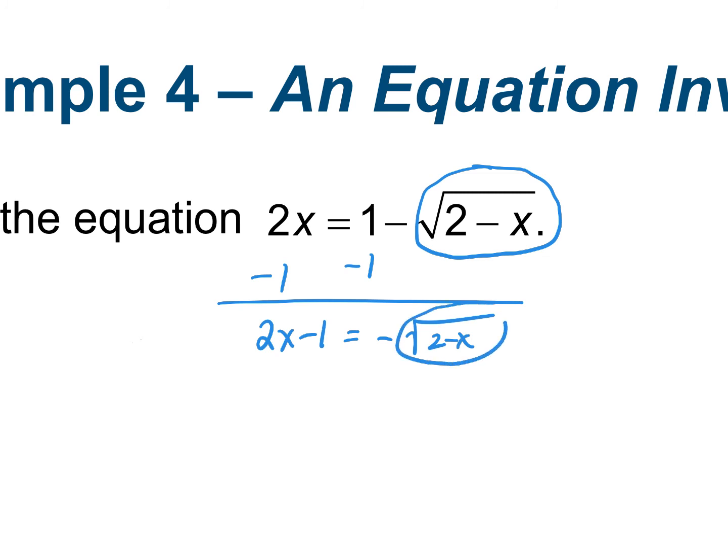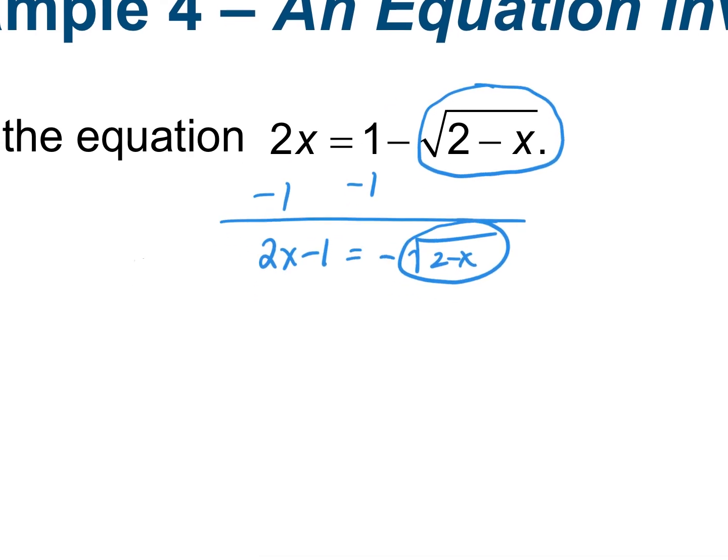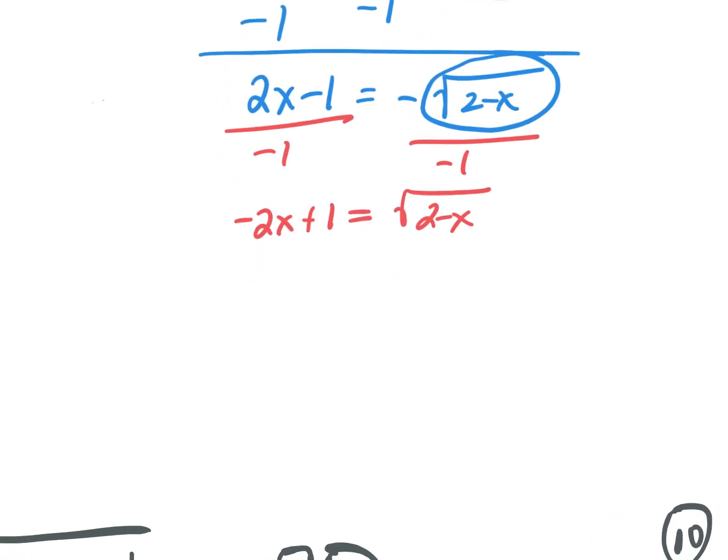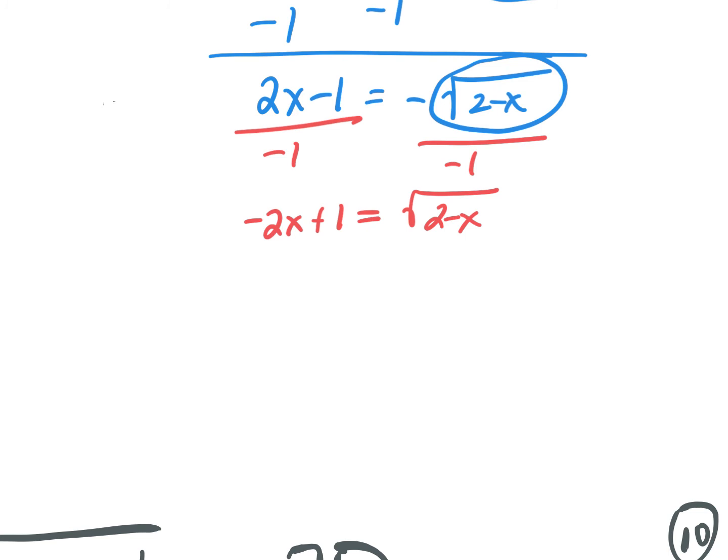I still want this by itself. So how do I get that negative to go away? I have to divide by -1. So this becomes -2x plus 1 equals the square root of 2 minus x. Now that your radical is all by itself, this is the same thing we did with completing the square. How do you get that square root to go away? You square both sides. What you do to one side, you do to the other. Perfect, guys. So this becomes 2 minus x.